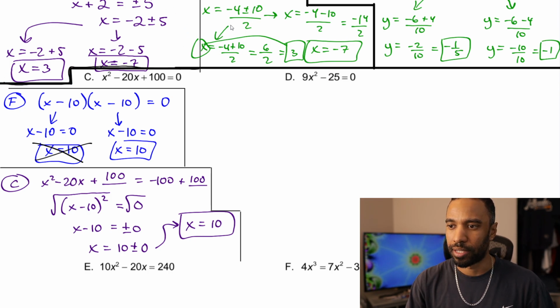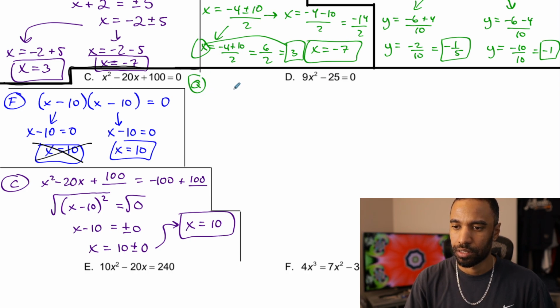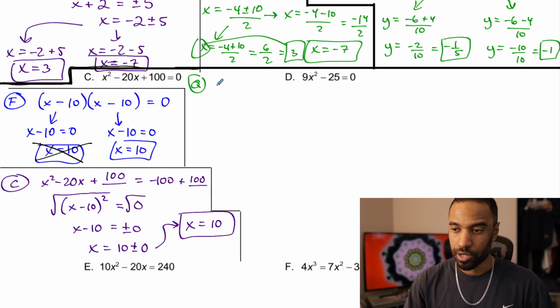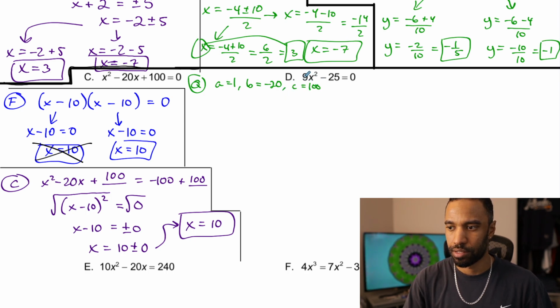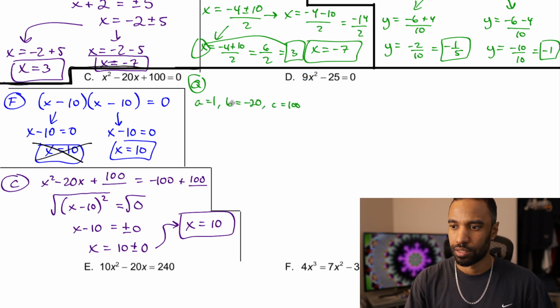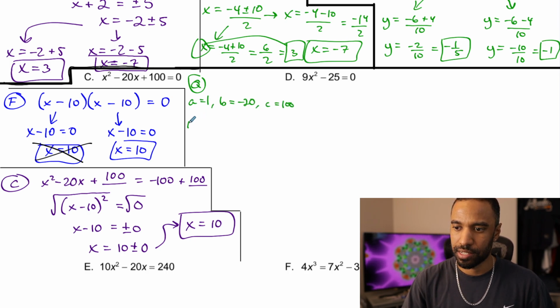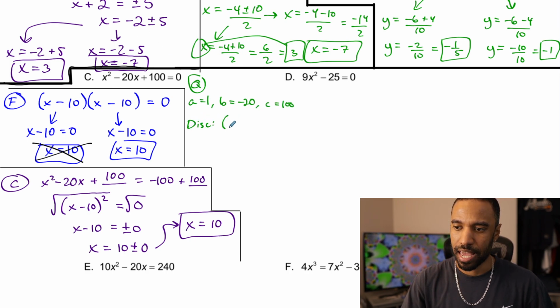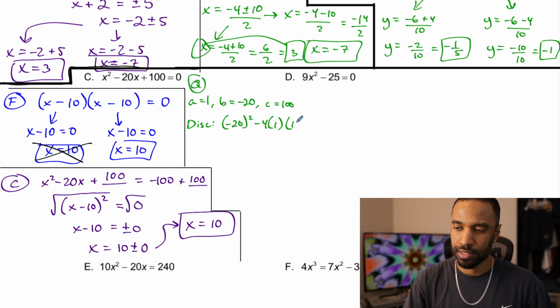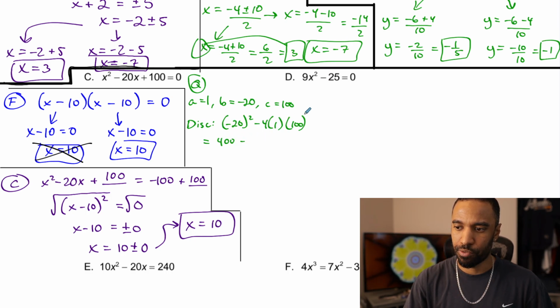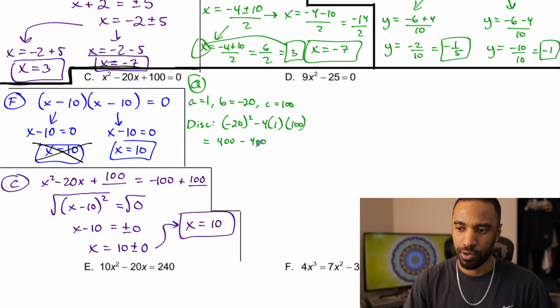All right, quadratic formula. Set equal to 0. My a value is 1. B is negative 20. C is 100. All right, discriminant. I'm going to get b squared minus 4ac. Positive 400 minus 4 times 1 times 100 is 400, which is 0.